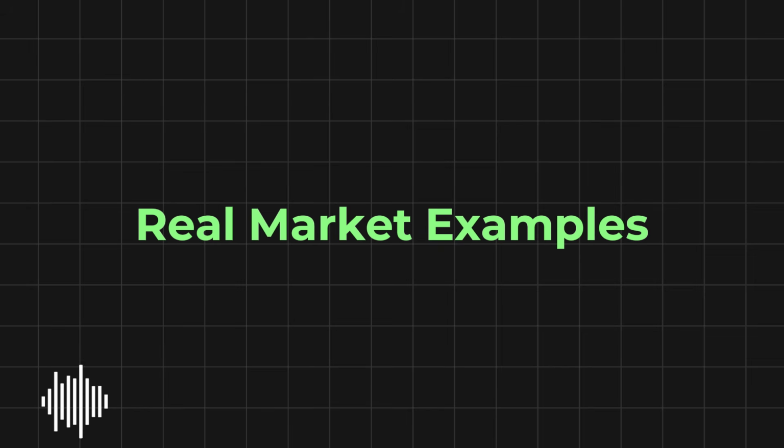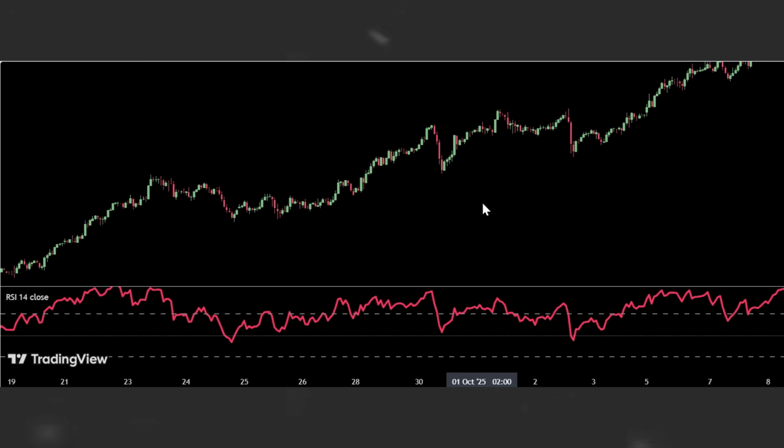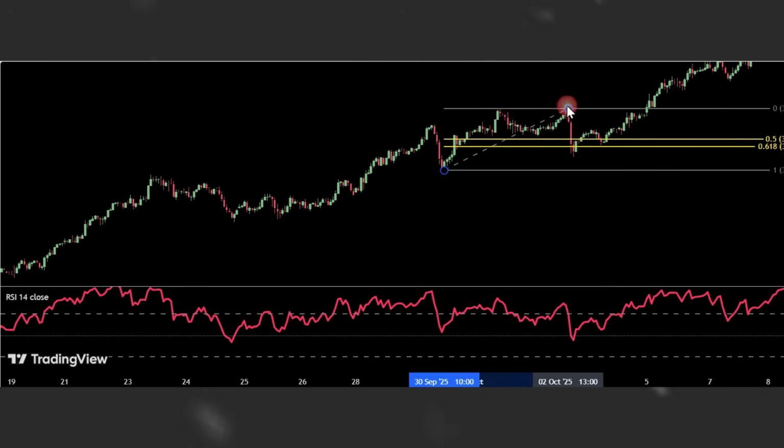Real market examples. Buy setup. Here's a real scalp trade example. Notice this clear uptrend. The price is making higher highs and higher lows. Take the Fibonacci retracement tool, click the swing low and drag it to the swing high. Look at the golden levels, 0.5 and 0.618.